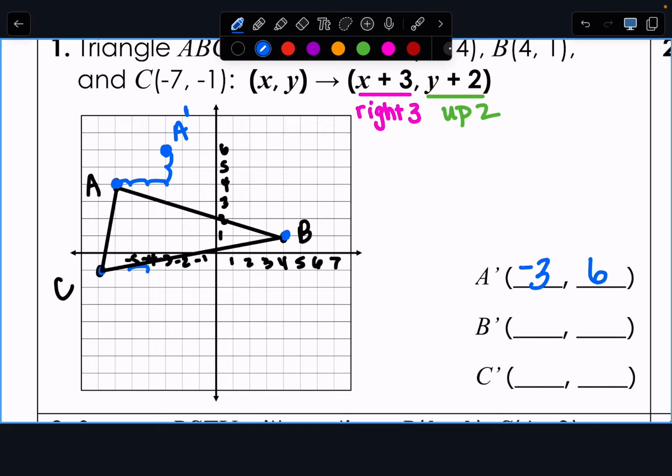We knew to go right 3 because of this notation right here. We need to go up 2 because of this notation right here. So now we're going to do the exact same thing with B and the exact same thing with C. So here's our point B. I'm going to go right 1, 2, 3, and from there up 2, and there's my new B.